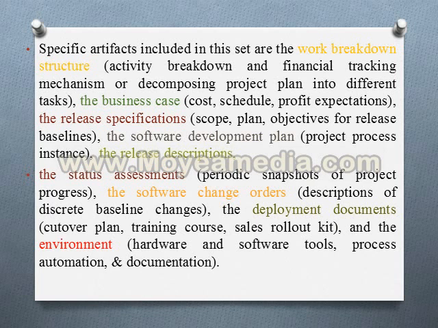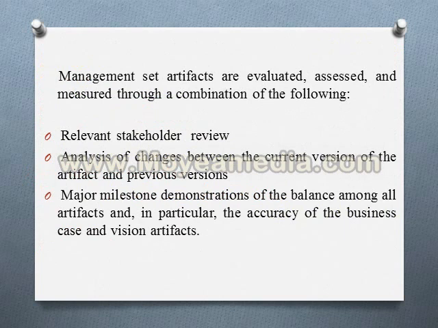Now again we have some more points: status assessments and software change orders, which are descriptions of discrete changes used, the deployment documents, cutover plan, training courses that are used, and the environment, which also uses both the process hardware and software tools. Process automation and documentation are also part of your environment. So these are the management set properties of artifacts.